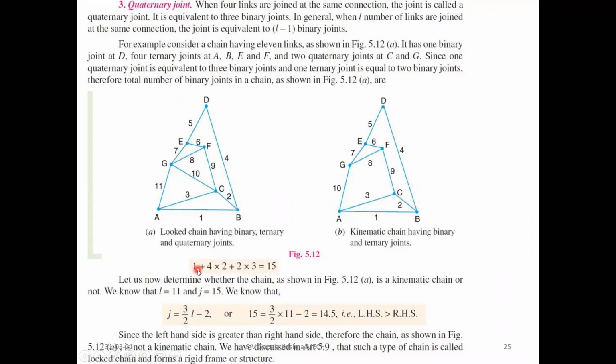So 1 plus how many ternary are there? Ternary means 3 links are connected at a place. Observe that: A is ternary, B is ternary, E is ternary, and F is also ternary. A, B, E, F, total 4 ternary are there.